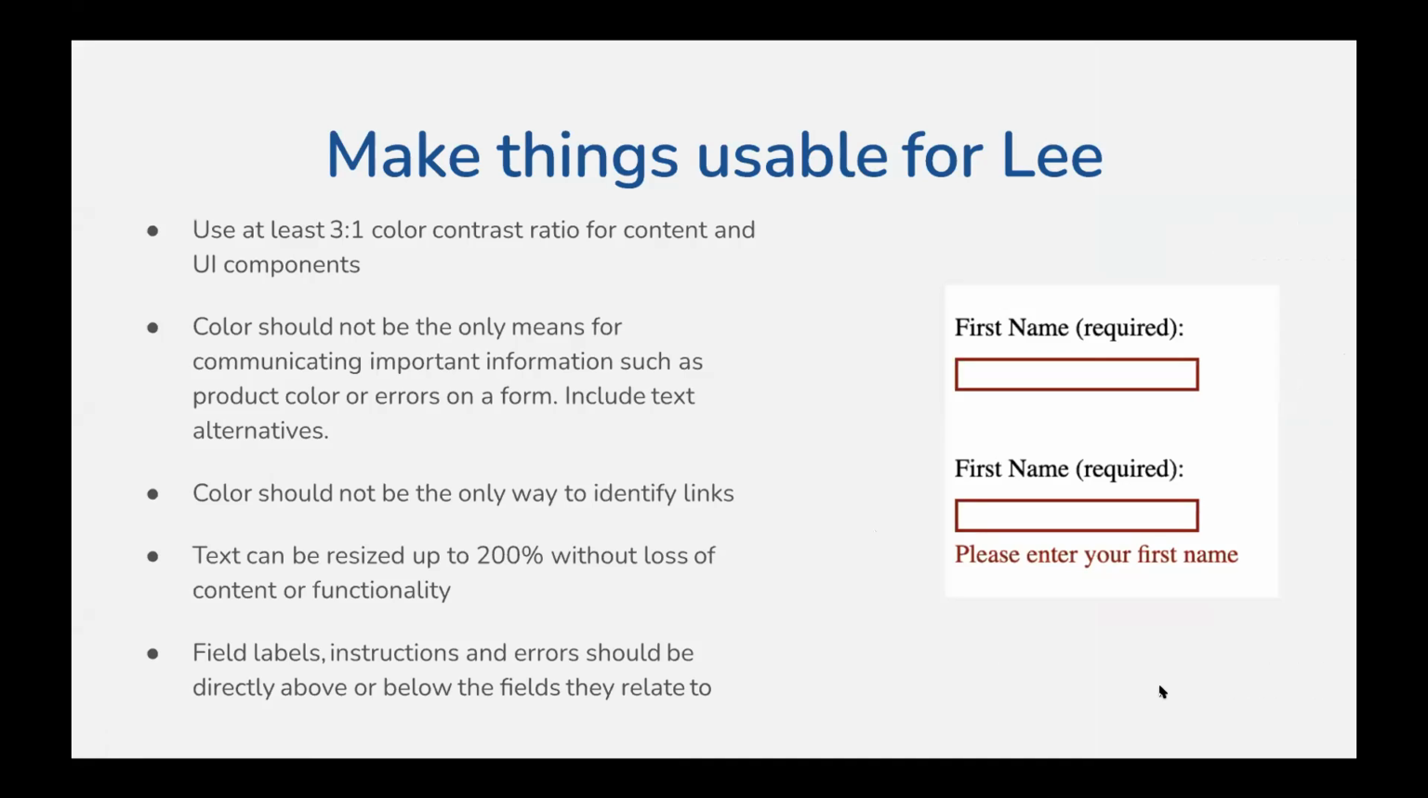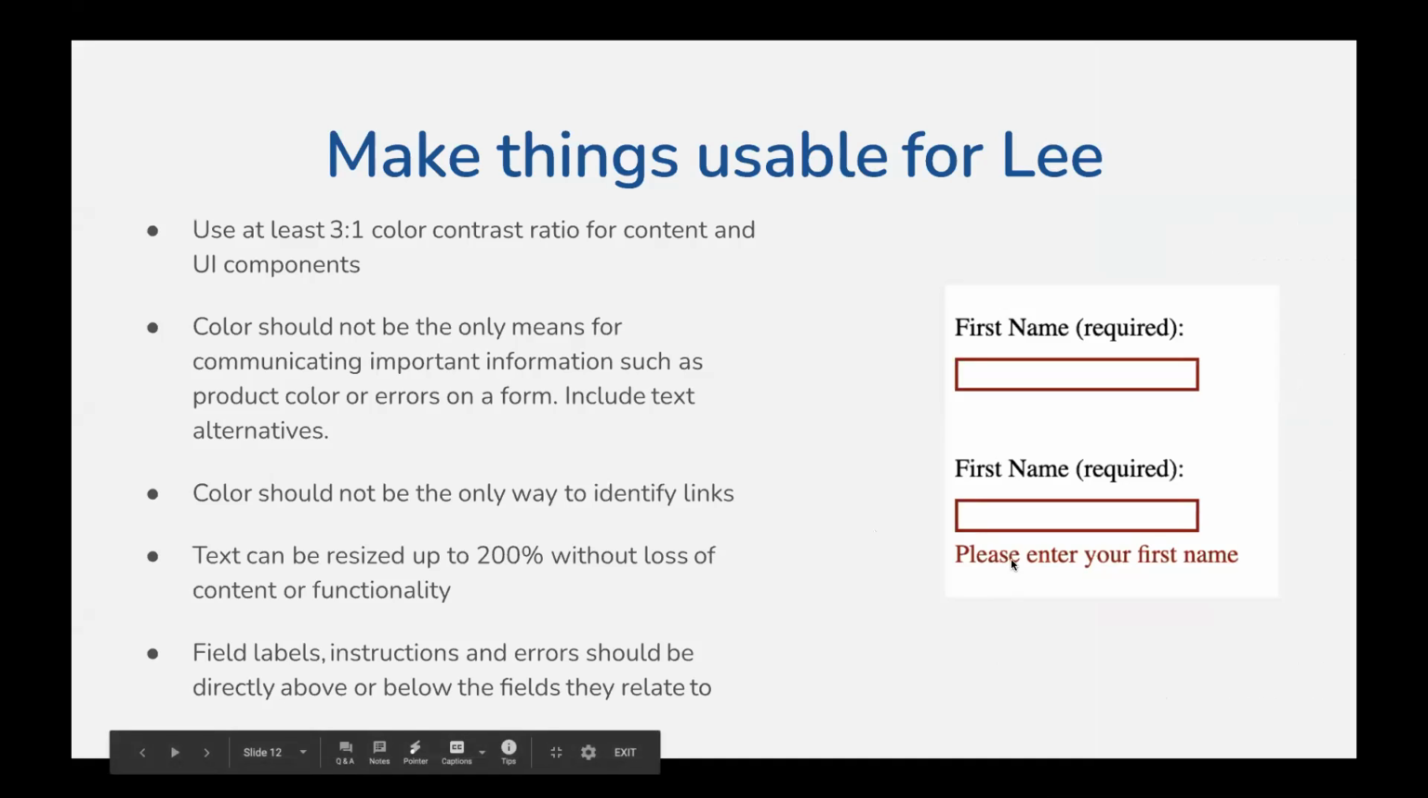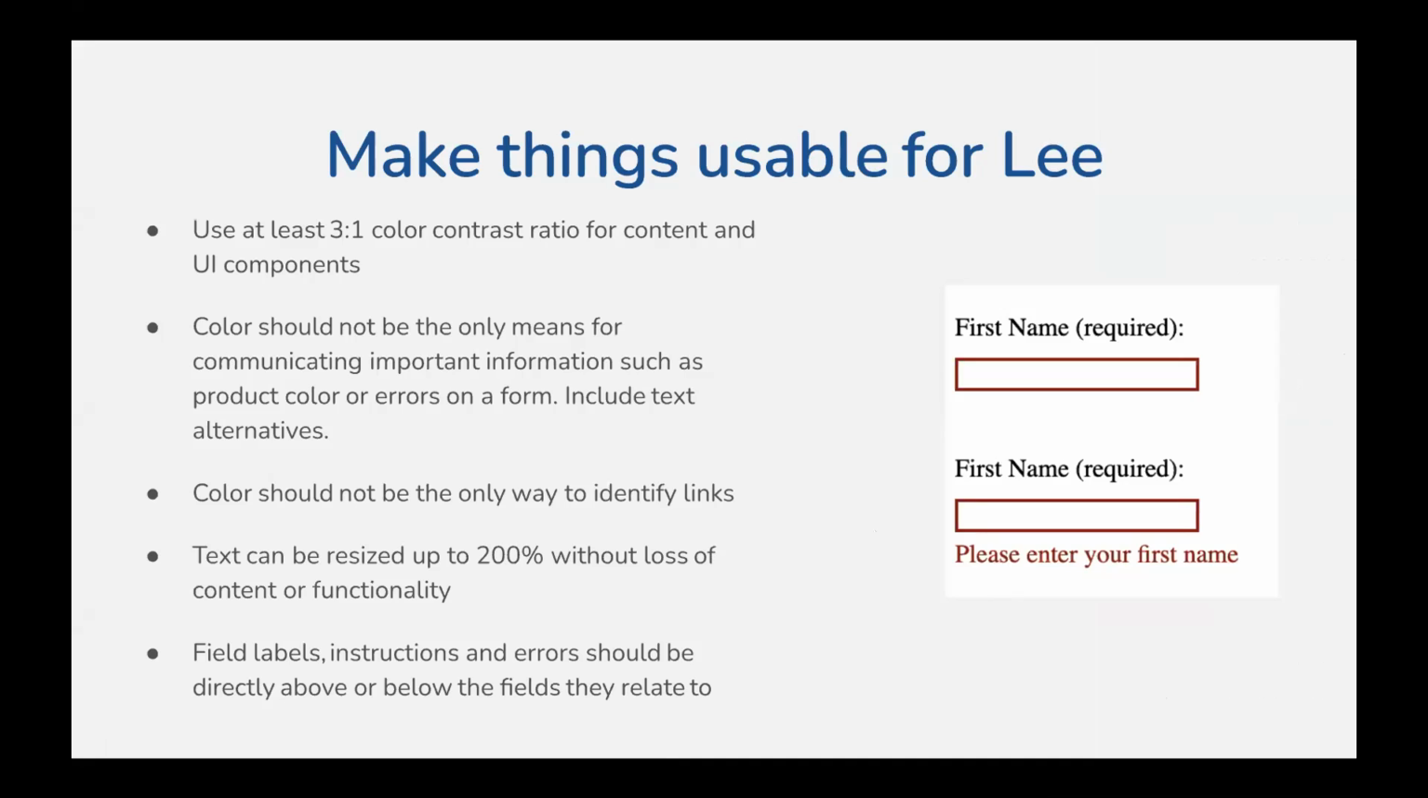Any field labels, instructions, and errors should be directly above or below the field. So for example, if this error, instead of being under the field, was next to it and somebody had zoomed in, they might not know that there's a bit of text right next to the field unless they were to scroll horizontally as well. So it's always easier for them to see the information as they're scrolling vertically.